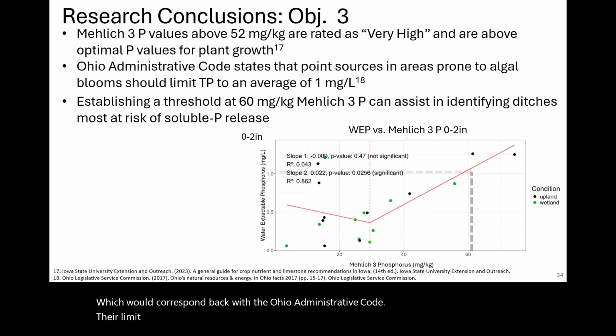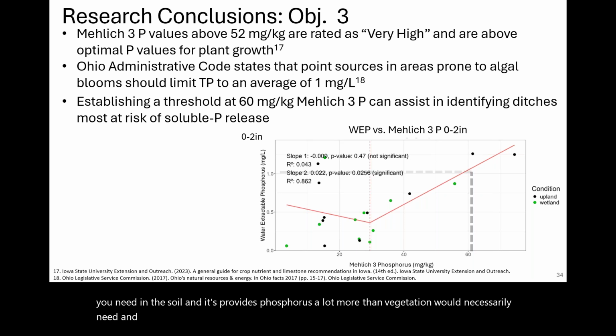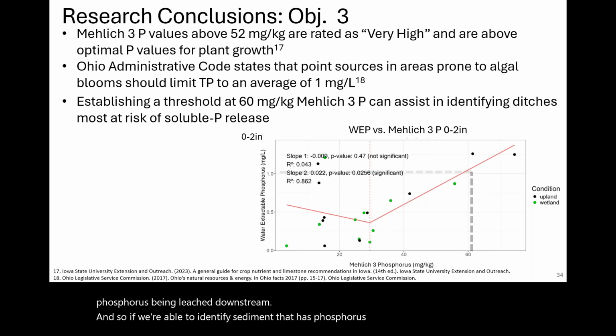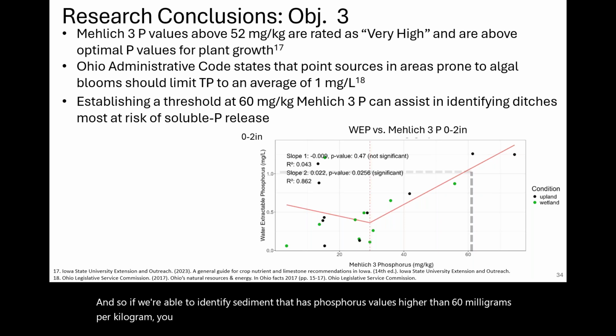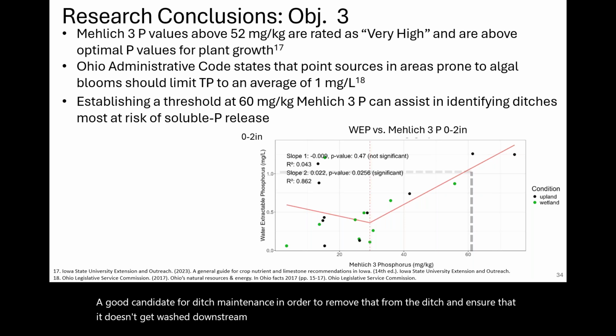So basically, 60 milligrams per kilogram of phosphorus is way higher than any value you would need in the soil, and it provides a lot more phosphorus than vegetation would necessarily need, and therefore makes it a very ineffective use of phosphorus, which may lead to phosphorus being leached downstream. And so if we're able to identify sediment that has phosphorus values higher than 60 milligrams per kilogram, those provide a good candidate for ditch maintenance in order to remove that from the ditch and ensure that it doesn't get washed downstream to receiving waterways.